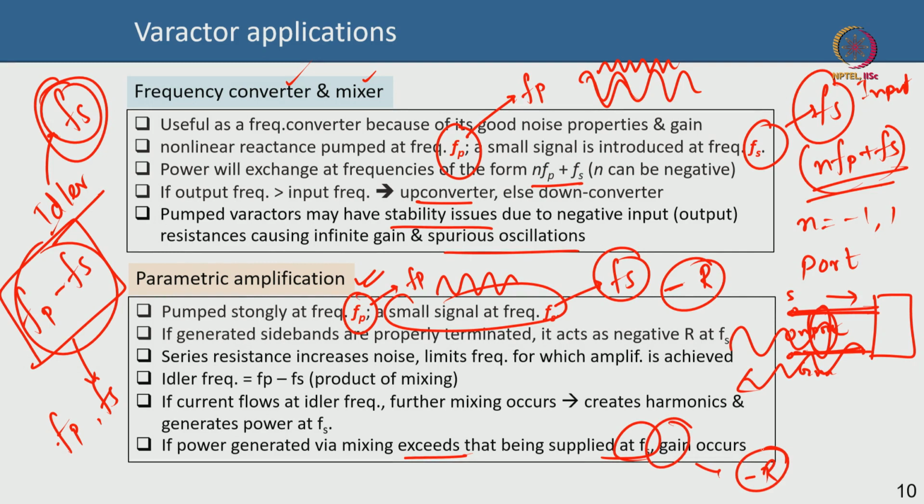You can say that the device has a negative resistance, you can say that there is a gain in this varactor. In that case we call it a parametric amplifier, alright. So this is an important application, and although not as widely used as frequency conversion or tuning, it is still very useful.